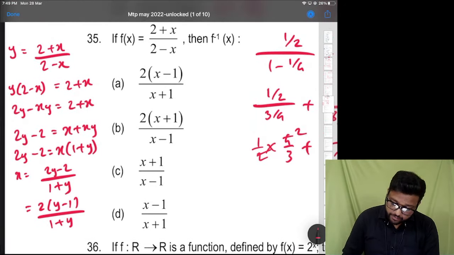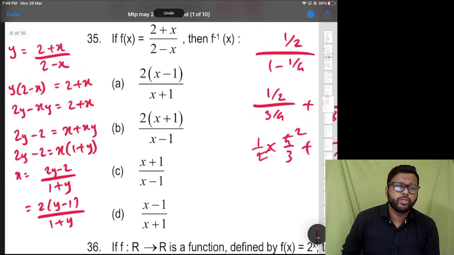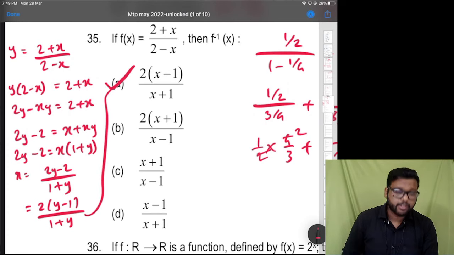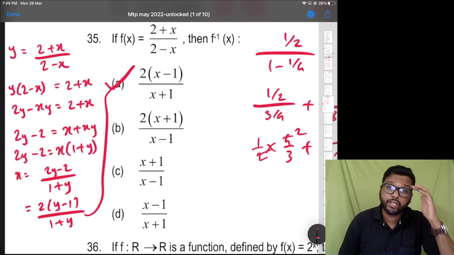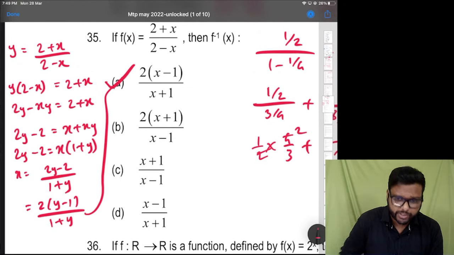They are asking f inverse x, not f inverse y. So just in place of y, put x and that will be your answer. So option A is the correct answer. 2 into x minus 1 upon x plus 1. Okay. You should study inverse and composite functions properly.